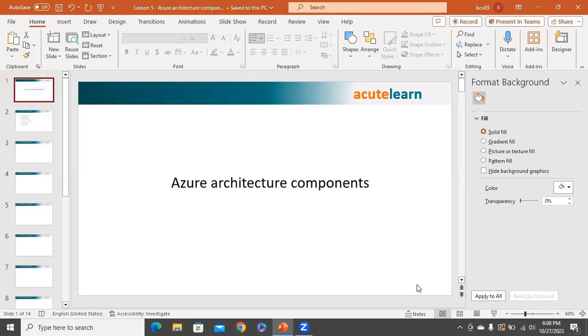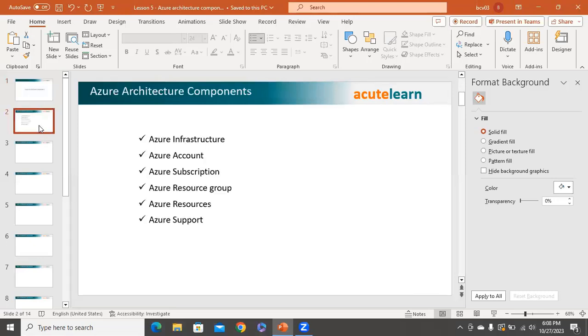So in this lesson, we'll understand Azure architecture components. This is a very important session, whether you are a developer, an administrator, a network administrator, or anybody. They need to understand these architectural components of Azure and the terminologies Azure is going to use. That makes it easy to use Azure and configure, install, deploy, or whatever we want to do.